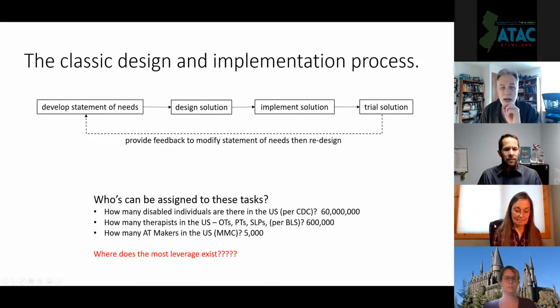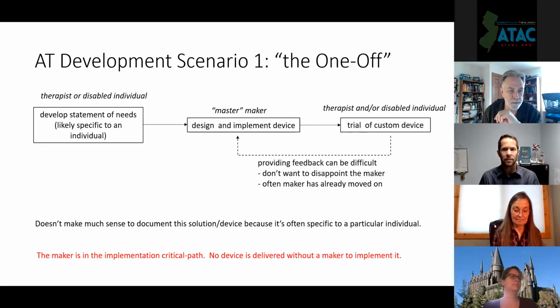So just with that in mind, let's look at some processes. This is one I'm calling the one-off. A therapist or a disabled individual develops a statement of needs, likely for a specific individual. Then a maker comes in, maybe someone that the therapist knows or the disabled individual knows, or someone responding to a need on a Facebook post.